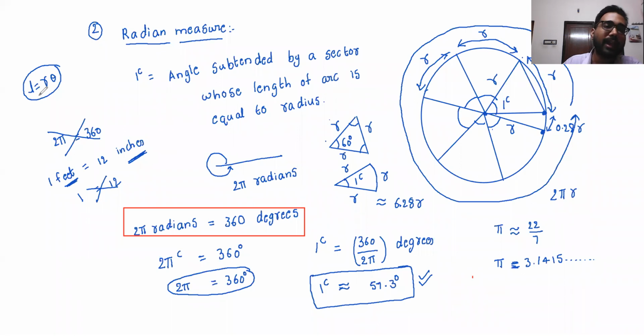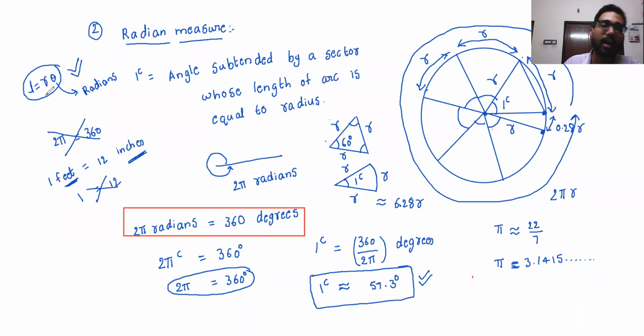L is equal to r theta is actually from this. When the length of the arc L is equal to r, theta is 1, so theta is 1 radian. This formula is applicable when theta is in radians. Even if they give it in degrees, we have to convert it into radians and then apply this formula.